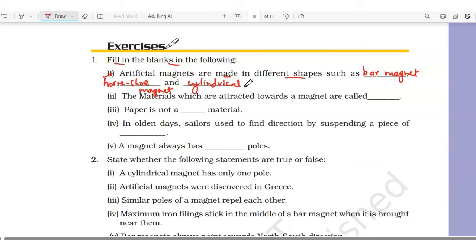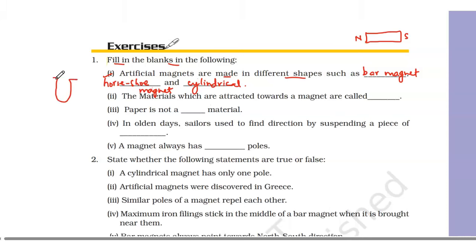Okay. So bar magnet, we all know it looks like this. It has a north pole and a south pole. It is also known as I-shaped magnet. Then coming to horseshoe magnet. Horseshoe magnet looks like this. Again, it has a north pole and a south pole. And this magnet is also known as U-shaped magnet.